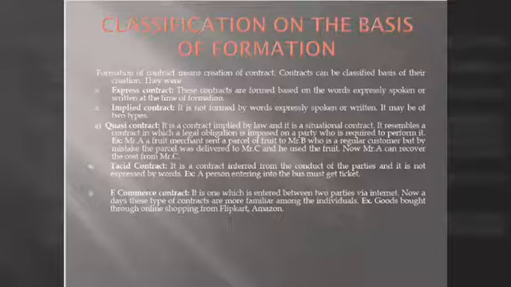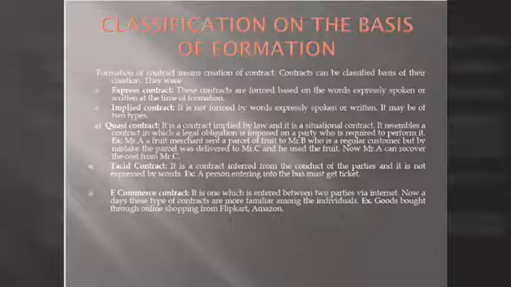Number one, express contract. What is an express contract? It is a contract formed by words spoken or written. It is a contract created by the words spoken or written. It is called an express contract, expressed by the words spoken or written.